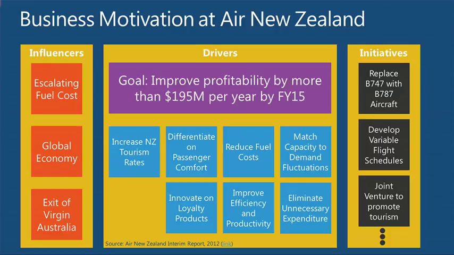Now, why? Match capacity to demand fluctuations. So you can see the why in the diagram, okay? You can see that we're going to do this one here because of this one here in order to deliver this here. So there is a traceability on the diagram.